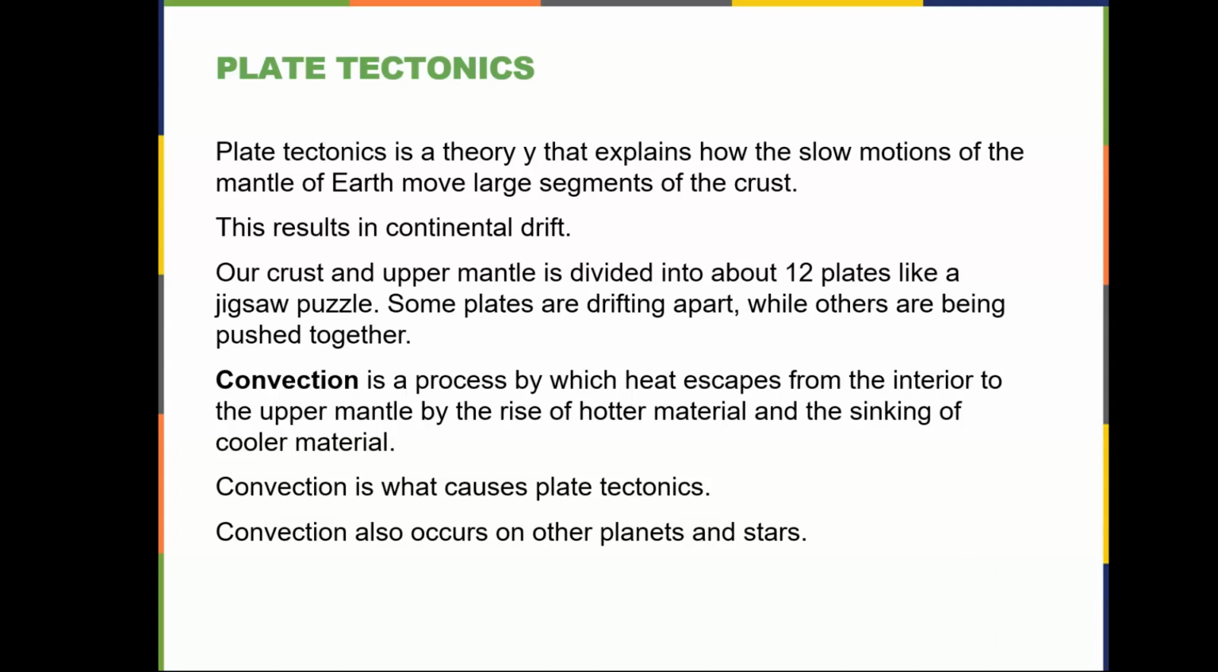The upper mantle and crust is divided into about a dozen pieces like a jigsaw puzzle, and some are drifting away and others toward each other. This happens because of hotter material rising and cooler material sinking in the mantle. This process of convection occurs on other planets and stars as well.